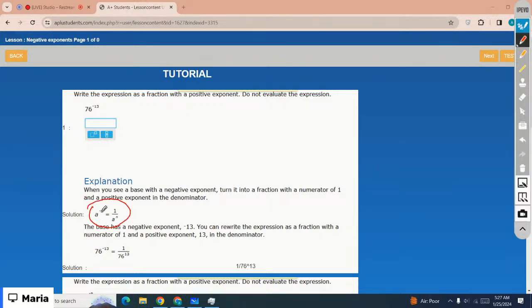Keep this in your mind. If you have a negative exponent, you can write it as 1 divided by the base with the exponent, and in this case, the exponent is positive. Because you write the exponent from numerator to denominator, it would have a different sign. It would be positive. Got it? So you can write this one also as 1 divided by 76 exponent 13. See, now you have the positive exponent. Got it?